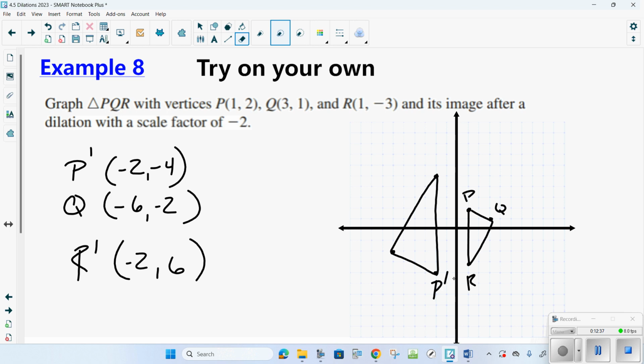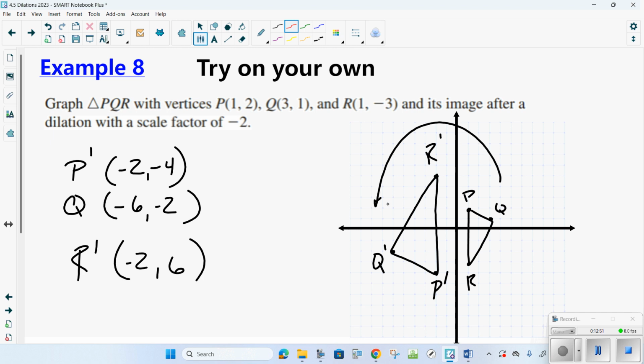So we have P prime, Q prime, and R prime. See the picture rotated 180 degrees. Let me put in a color here. It rotated 180 degrees. My color's not working. Rotated 180 degrees and then doubled.